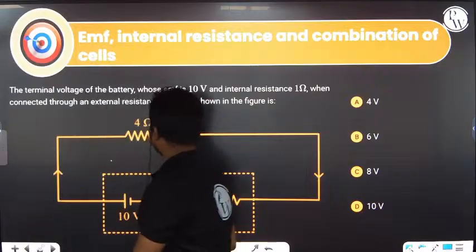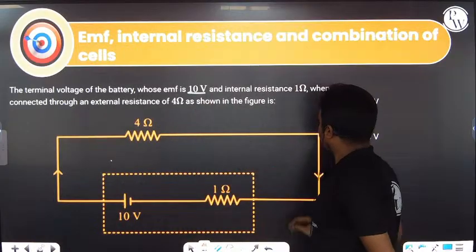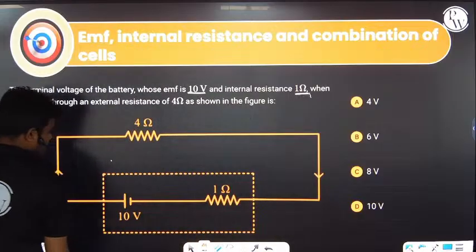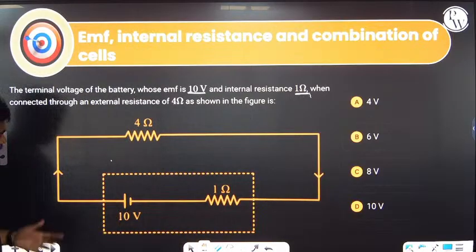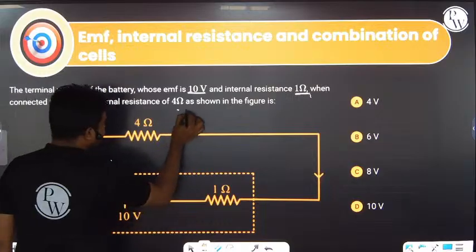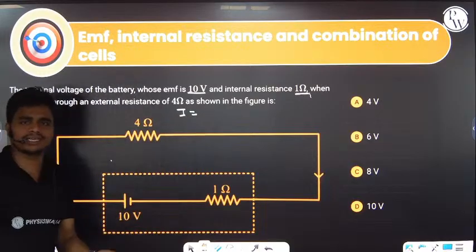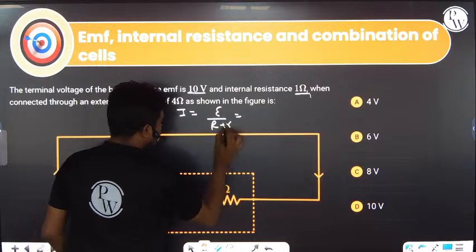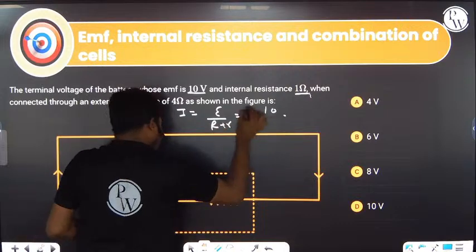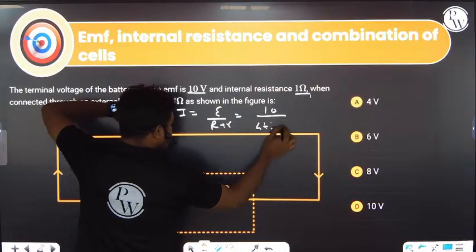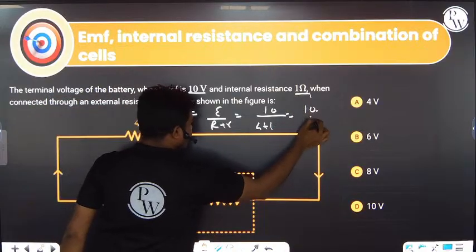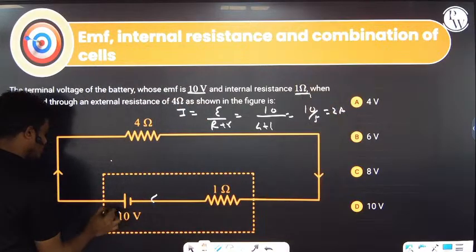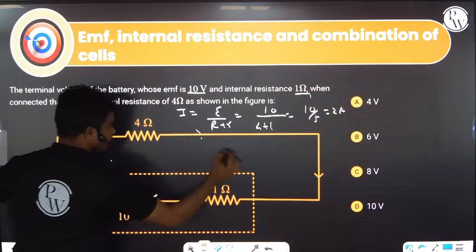The terminal voltage of the battery whose EMF is 10 volt and internal resistance is 1 ohm, when connected through an external resistance of 4 ohm, is given by this. So they're asking the potential difference. First we have to find the current in the given circuit. I is equal to E divided by R plus small r, so 10 divided by 4 plus 1, that is 10 by 5. We got 2 ampere, which is the current flowing across this.